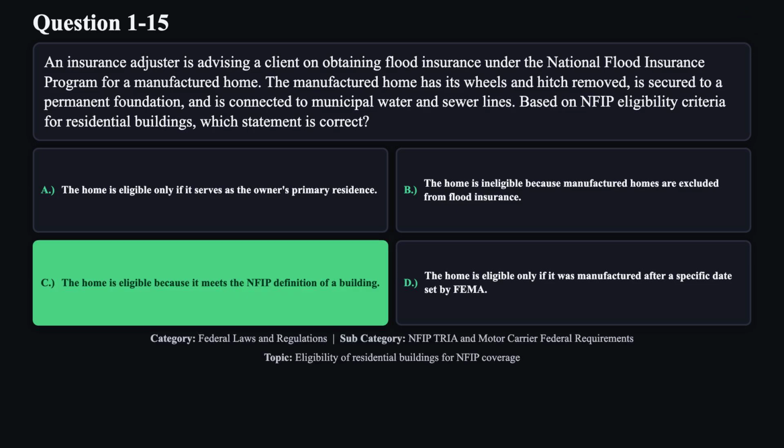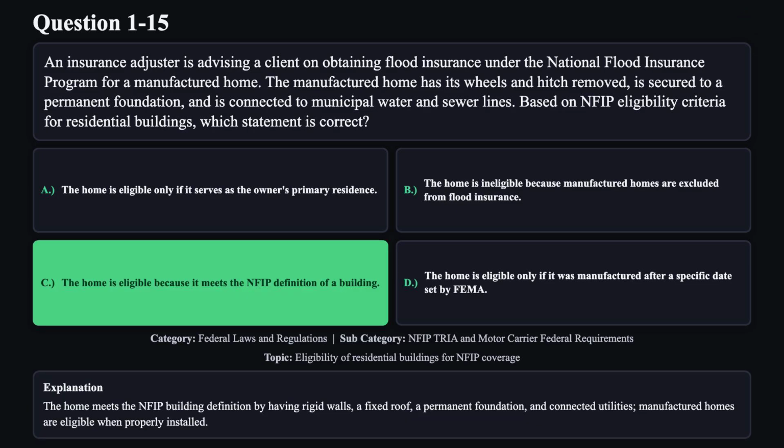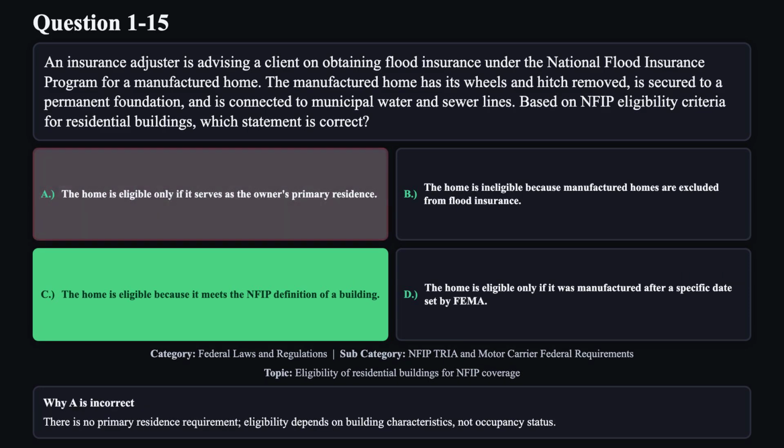The correct answer is C. The home meets the NFIP building definition by having rigid walls, a fixed roof, a permanent foundation, and connected utilities. Manufactured homes are eligible when properly installed. Reason A is not correct. There is no primary residence requirement. Eligibility depends on building characteristics, not occupancy status.